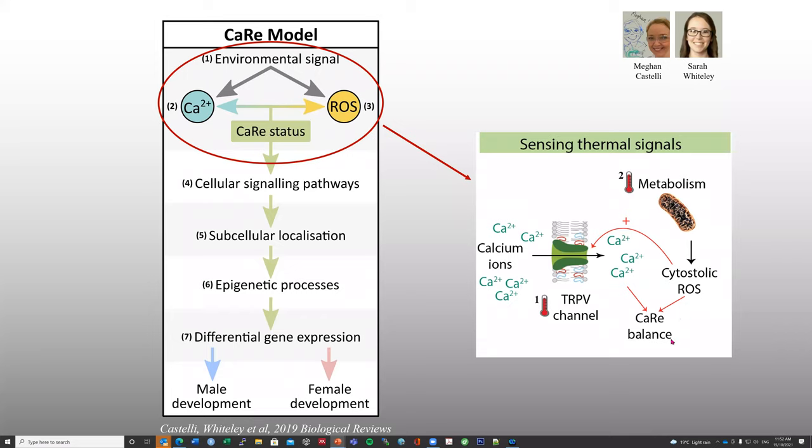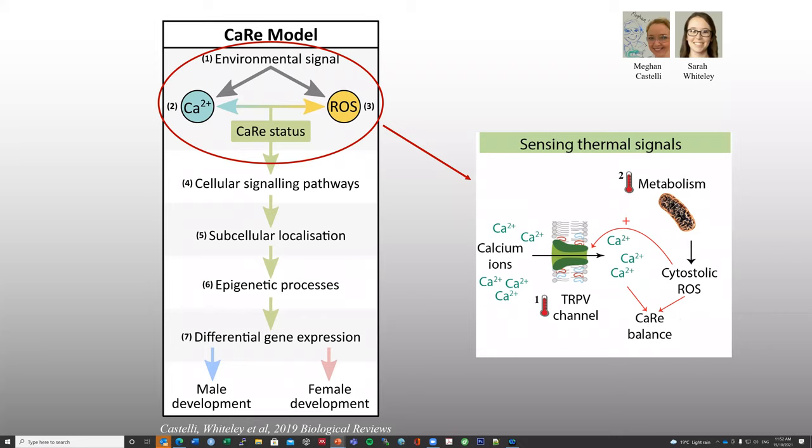So here's the example of how this might work. You've got these calcium ions outside the cell that move into the cell through various channels. TRPV is one class of channels that allow calcium to move into the cell and concentrate in the cell. And you've got metabolism, which produces cytosolic reactive oxygen species, which form a balance with the calcium to form what's called the calcium redox balance that has captured the thermal signal in the environment. So both the metabolism is temperature dependent and the TRPV channels are temperature dependent.